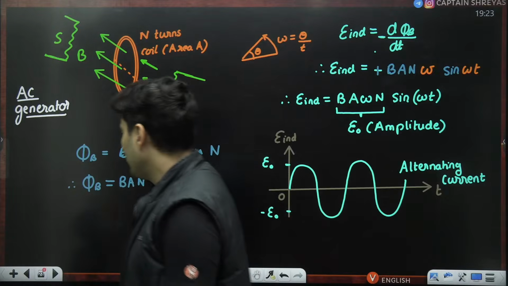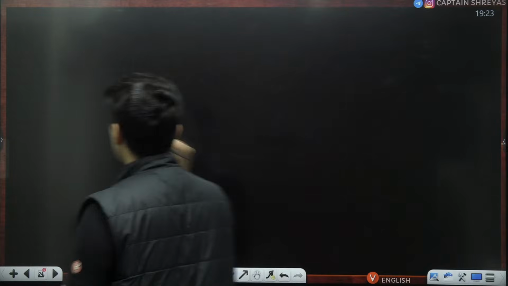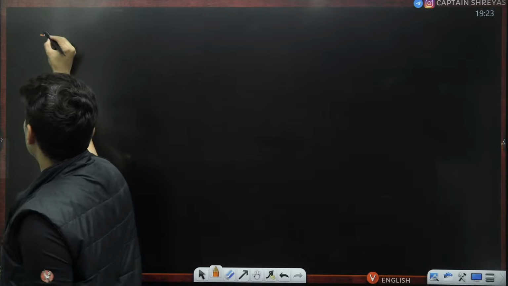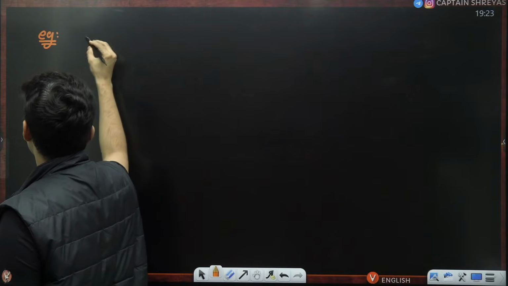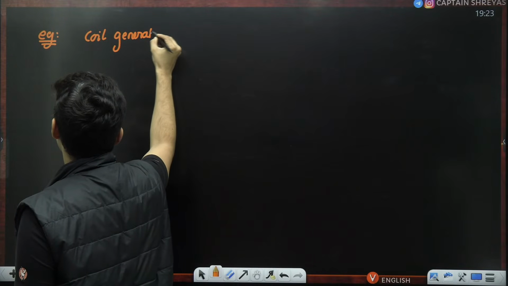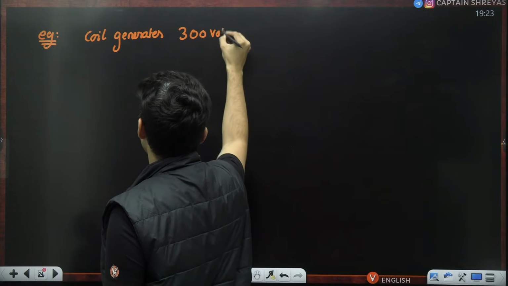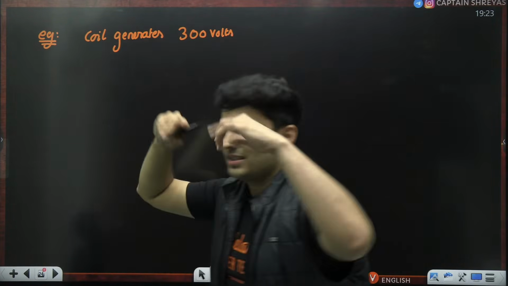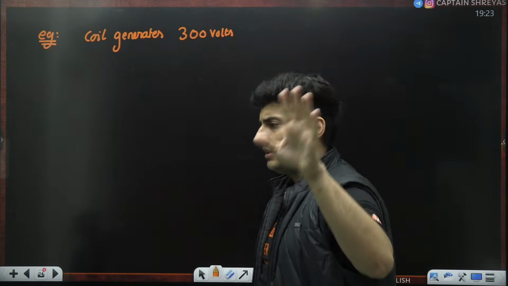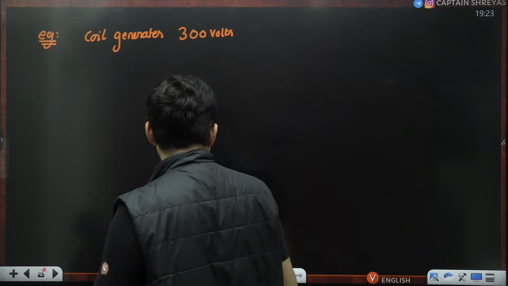Say for example, I want to design a coil which generates around 300 volts. You will see the volts which you get in your houses. The peak voltage, maximum voltage, the amplitude is around 310, 300, 320 volts. Let's take a rough figure. There is nothing wrong.